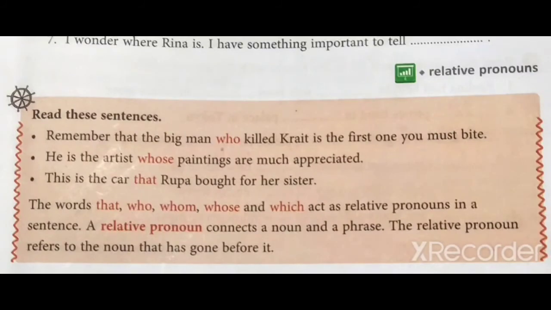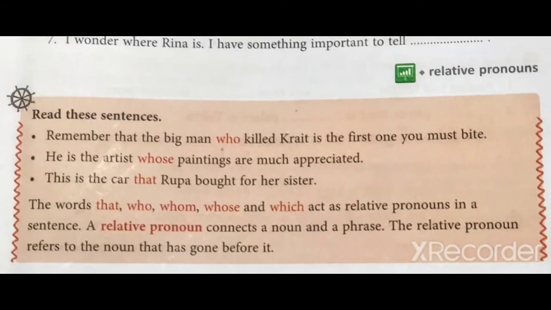Here you have the examples, and the first one is: remember that the big man who killed Crate. Crate means here the snake, the first one you must bite. And the second example: he is the artist whose paintings are much appreciated. So in the first one we have the relative pronoun who, and in the second example the relative pronoun is whose.